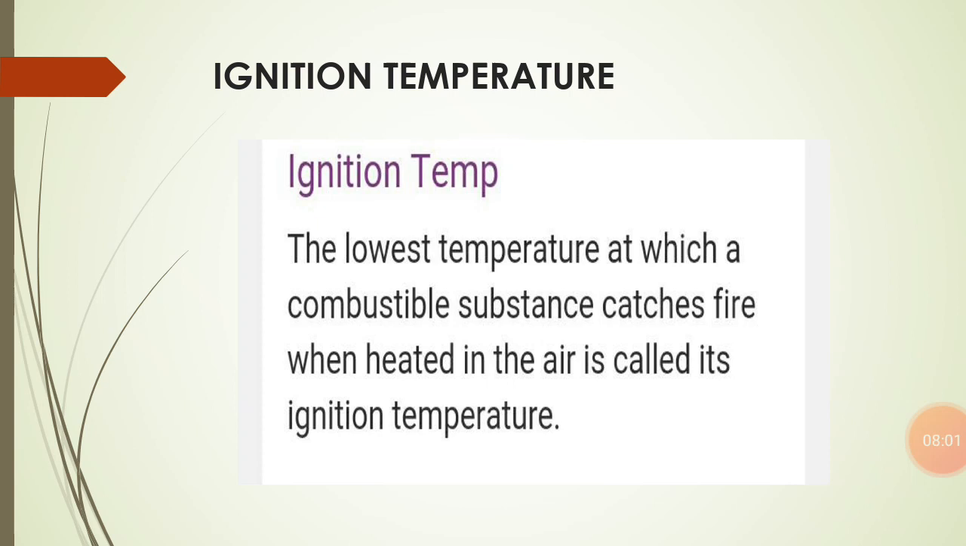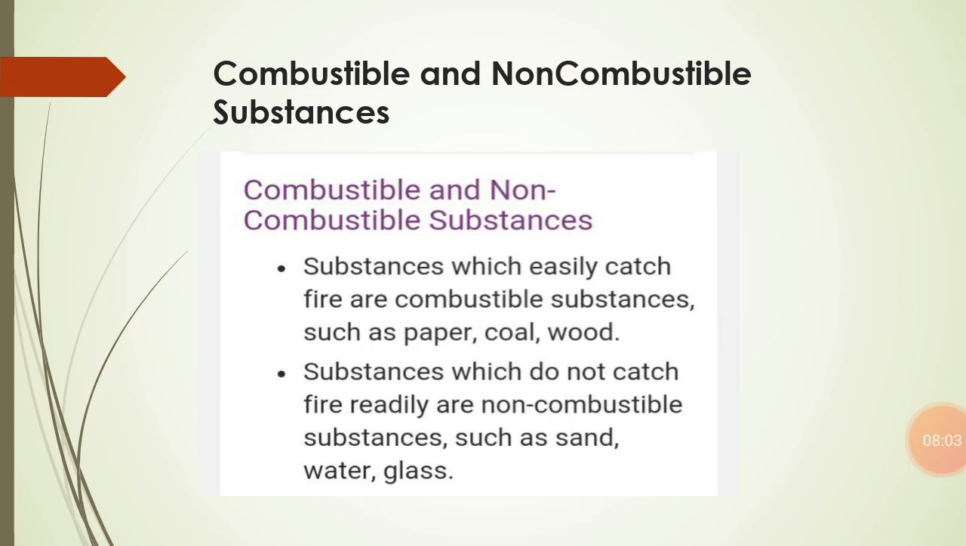Next, our topic is combustible and non-combustible substances. Now we are going to learn what combustible and non-combustible substances are. Substances that catch fire very readily, very easily, are mainly known as combustible substances. For example, wood, coal, and paper are all examples of combustible substances.